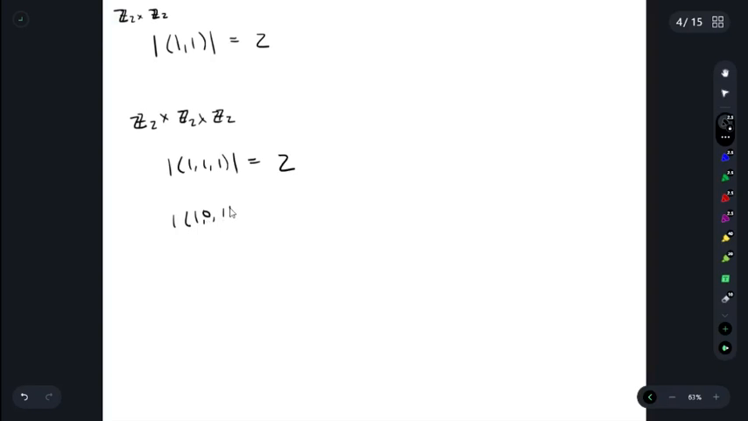0, 1). Okay, the order of (1, 0, 1) is 2. So what's going on here? And if you don't understand where these 2's are coming from, then pause and look at the diagrams.